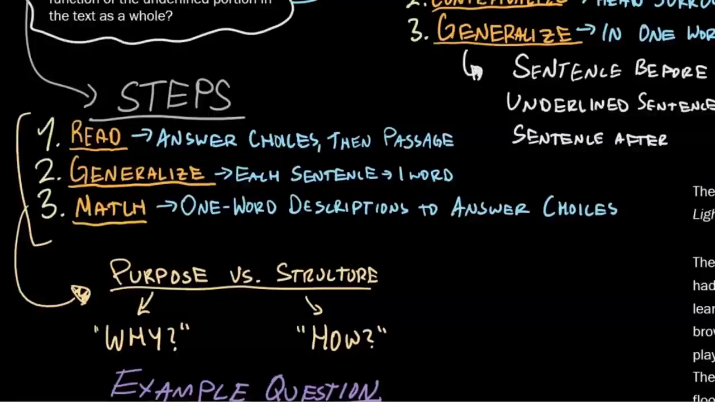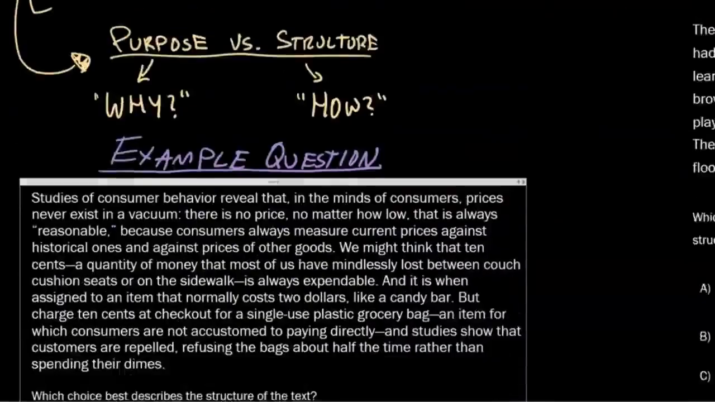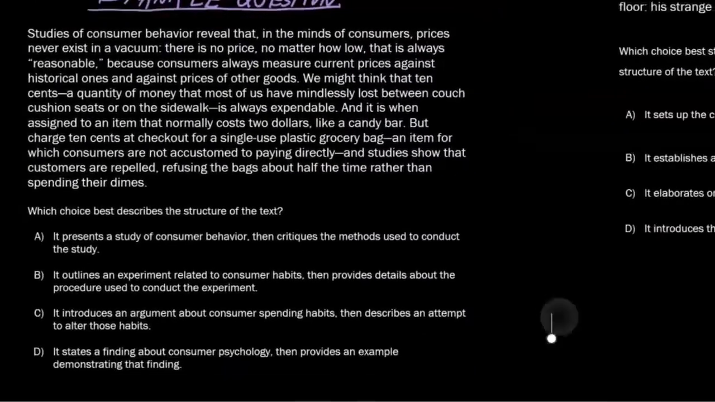The structure is the how. How is the author working to convince you of something? How is the author telling their story? All right, so let's look at an example question here. "Studies of consumer behavior reveal that in the minds of consumers, prices never exist in a vacuum." I'm going to go back and read the answer choices now.